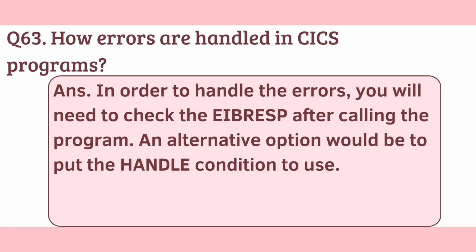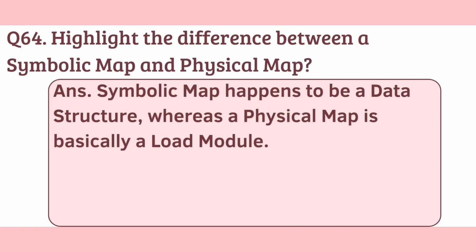Moving to question number 63. How are errors handled in CICS programs? The answer is in order to handle the errors, you will need to check the EIB RESP after calling the program. An alternative option would be to put the handle condition to use. Moving to question number 64. Highlight the difference between a symbolic map and physical map. The answer is symbolic map happens to be a data structure, whereas a physical map is basically a load module.